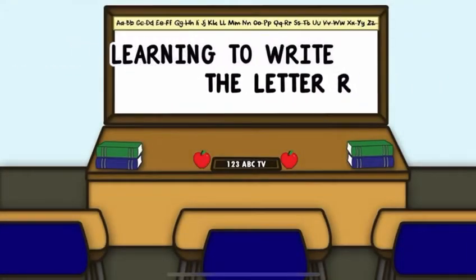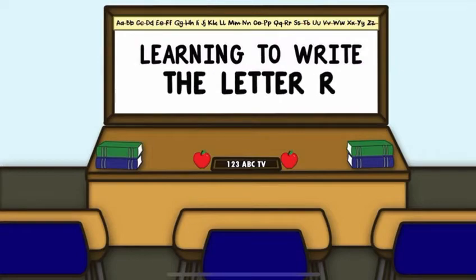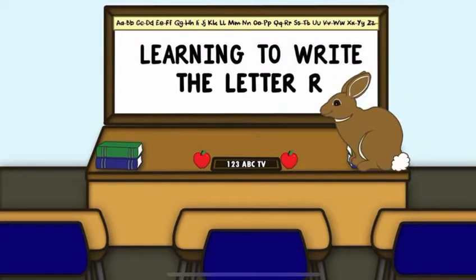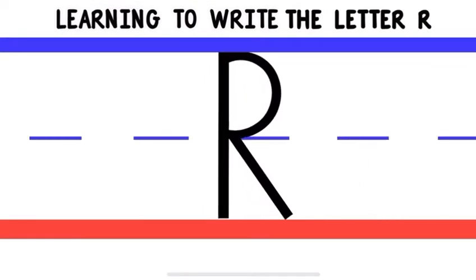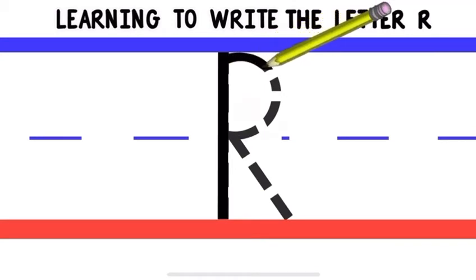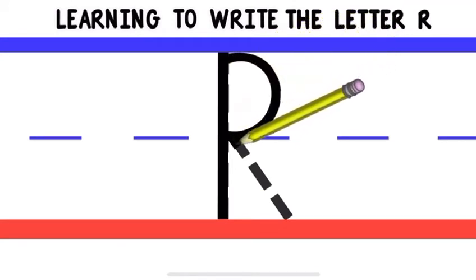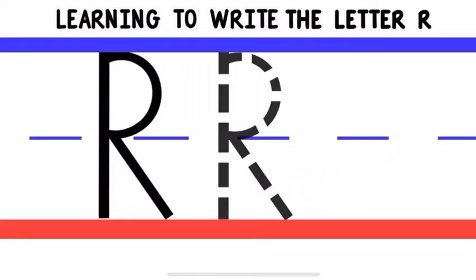Hi, kids. Welcome to the classroom. Let's learn how to write the letter R. R as in rabbit. We'll start with uppercase or big R. To write uppercase R, we'll start at the top and do a straight line down. Then go back to the top and do a curved line around. Then we'll do a diagonal line down. Good job!